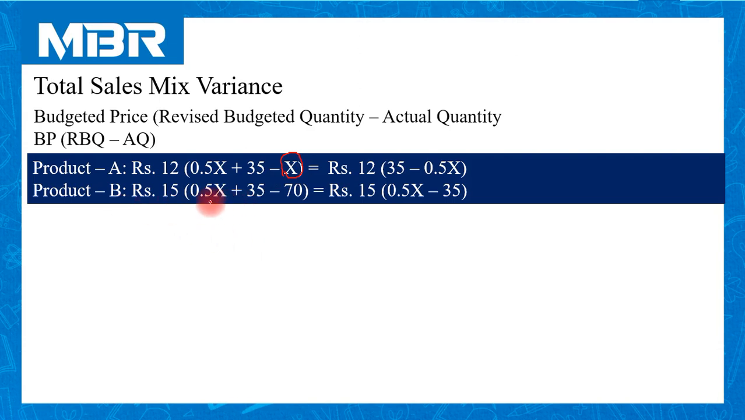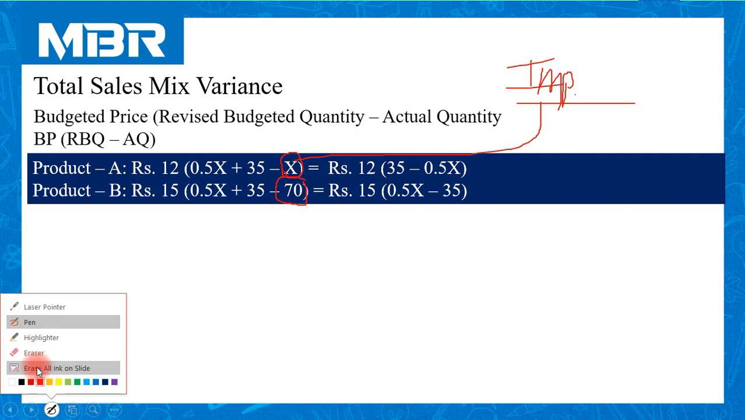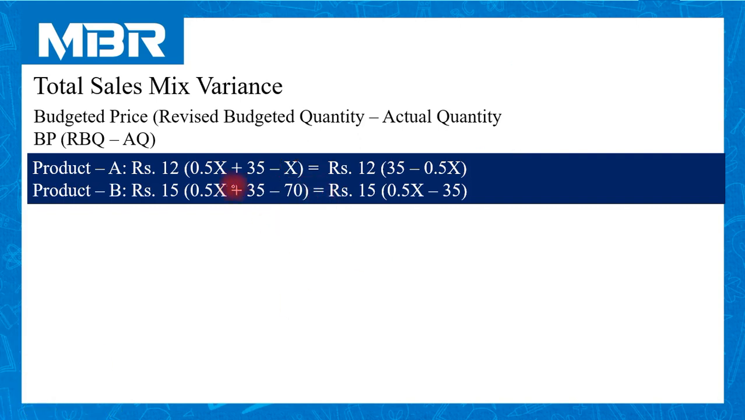B 0.5x plus 35, that is a revised budgeted quantity, and this amount of 70 is given in our question. Our ultimate objective is to calculate the amount of x. If you complete the calculation of x successfully, you will get full marks. So let us move to further calculation.